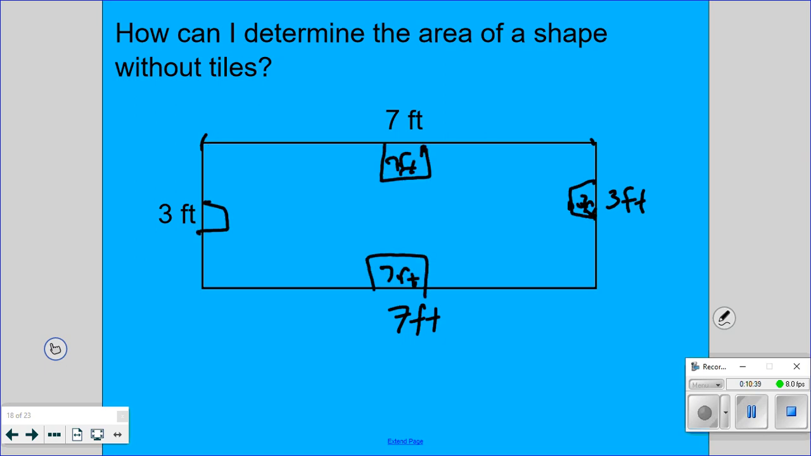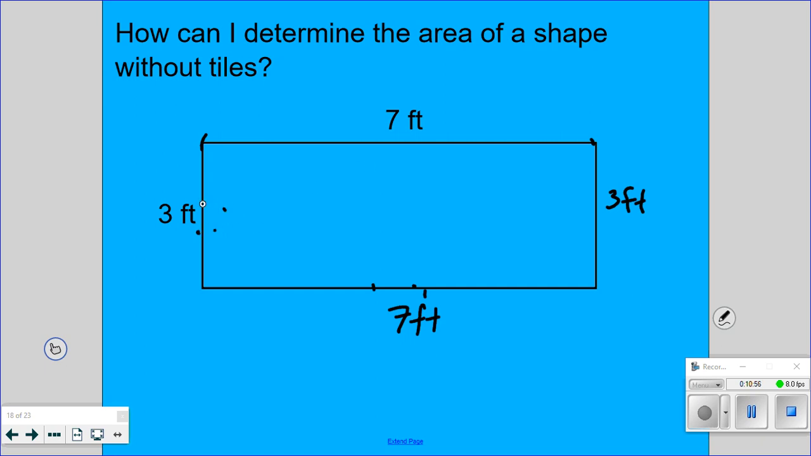Alright, you're on the right track. These boxes are not going to be 7 feet and not going to be 3 feet, so we're not going to label those. But you're on the right track, Victor, in thinking that there are boxes on the inside, and we can think about how they would look.